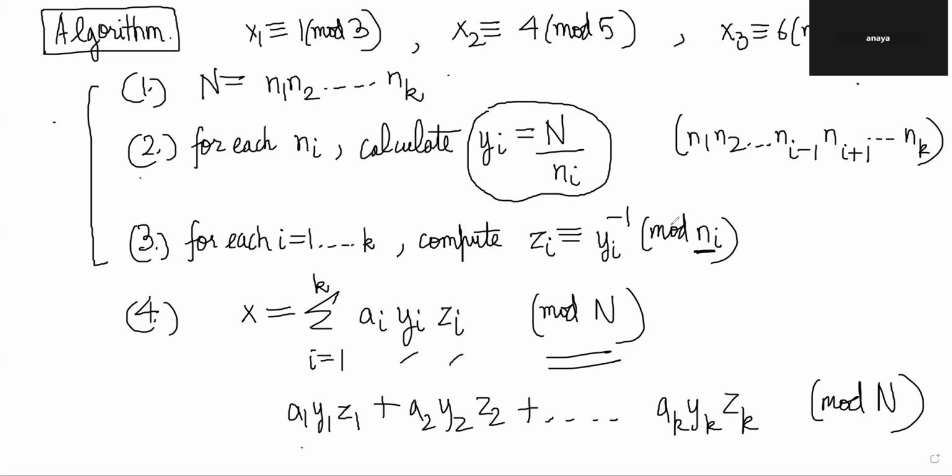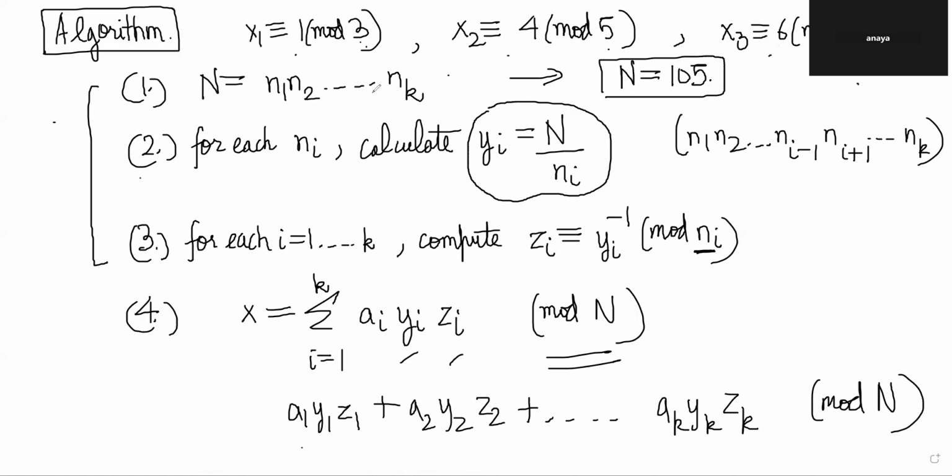So in the first step, we multiply and find capital N. So 3 into 5 into 7. Notice that they are pairwise co-prime. So we get 3 into 5 into 7, 105, as capital N. Our A1, A2, A3 are known.